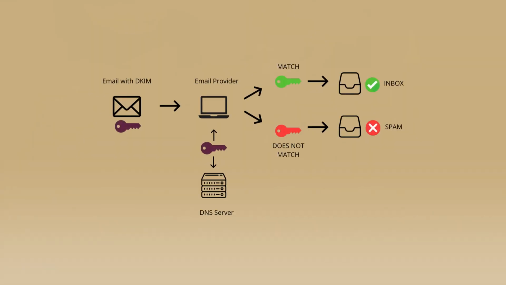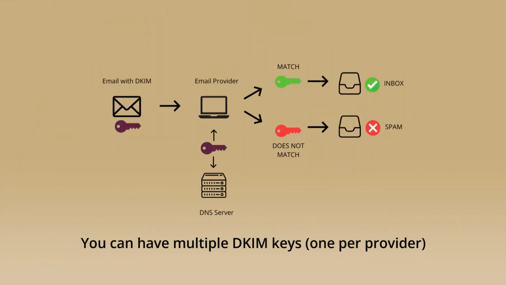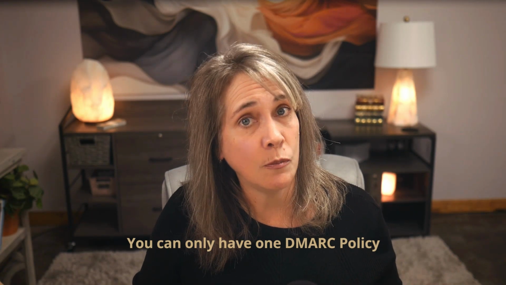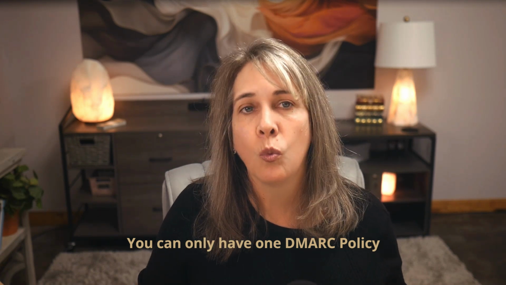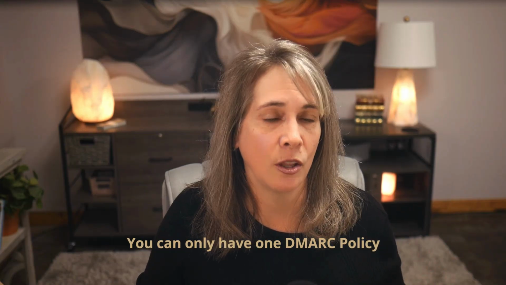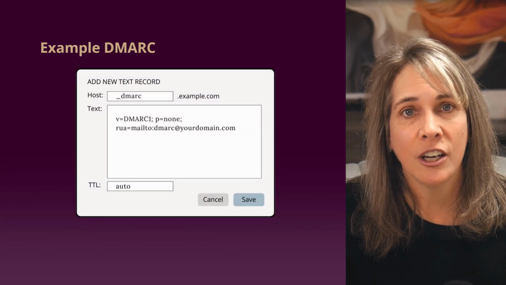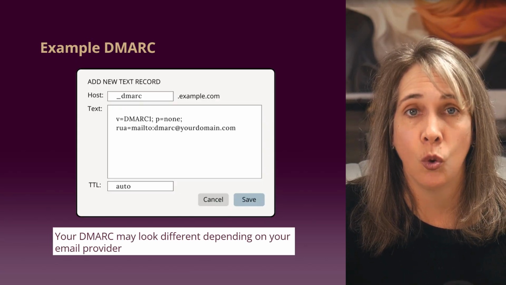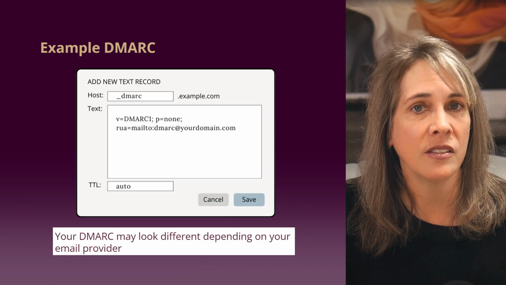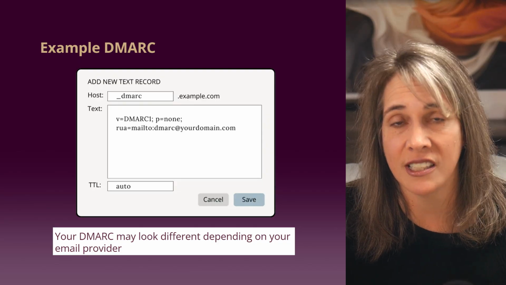Now, DKIM is a little easier. You can have multiple DKIM keys, one for each provider, and each one of them will tell you what that DNS record needs to be. So it's usually just a matter of copy paste and follow the instructions. And DMARC, you can only have one DMARC policy, but it's pretty easy to set up. And even a basic one will work to add that element to your authenticity. So here's an example that I'll put here on the screen of a DMARC. Now, keep in mind, again, yours will look a little different, and it just depends on what your email provider is telling you that that needs to be.